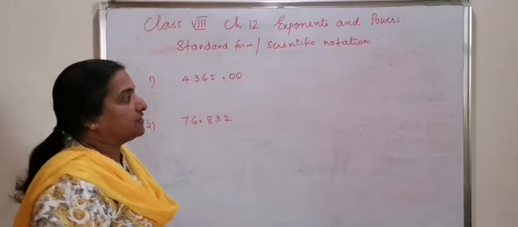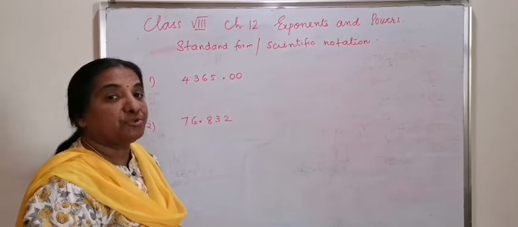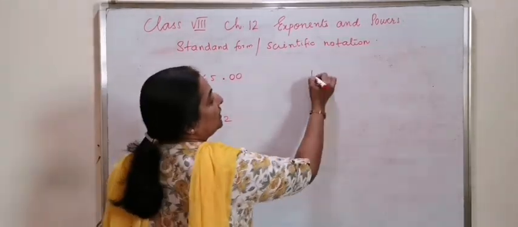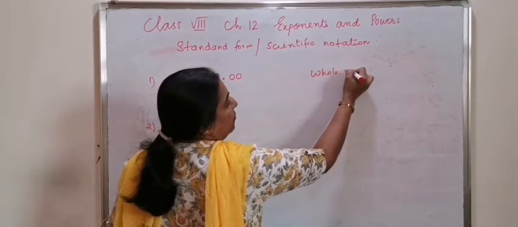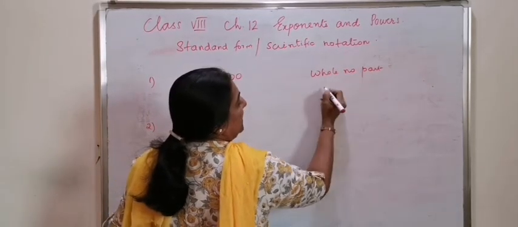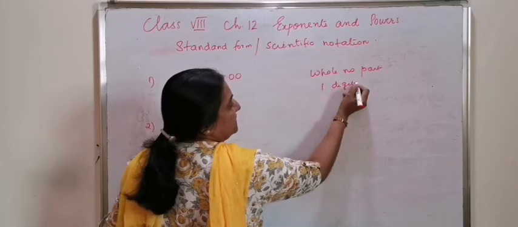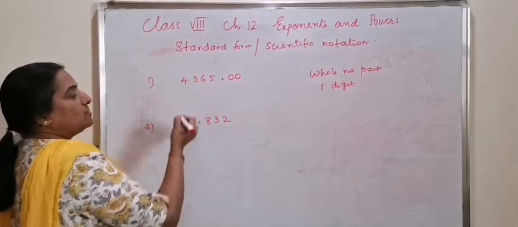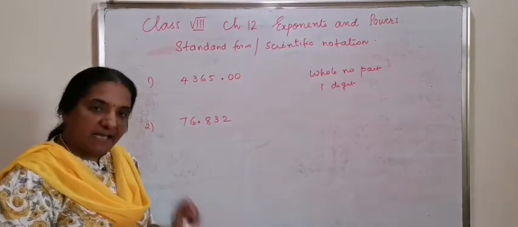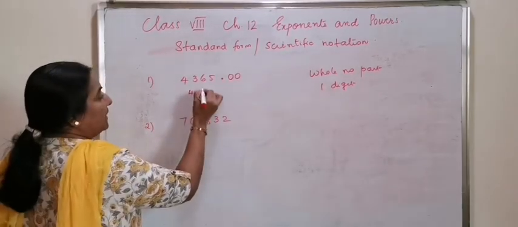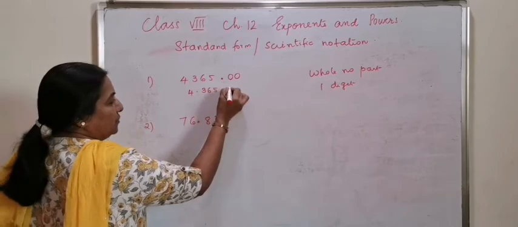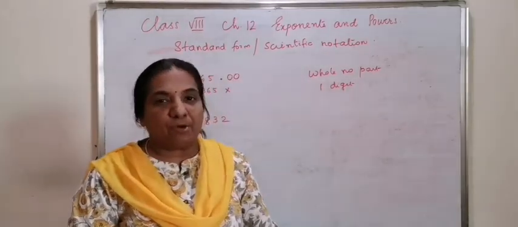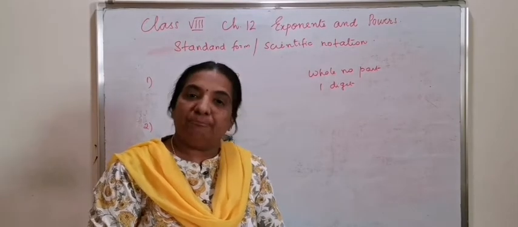The method of scientific notation is that any number should have only one digit in the whole number part. The whole number part should have only one digit, which proves that we have to express 4365 as 4.365 into as many powers of 10, whether it be positive or negative power.